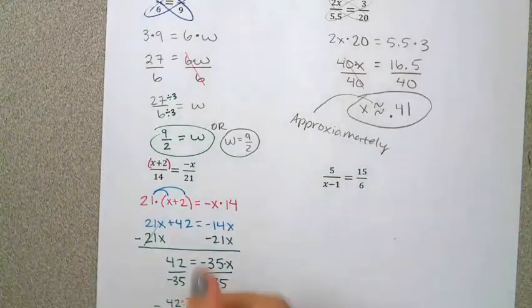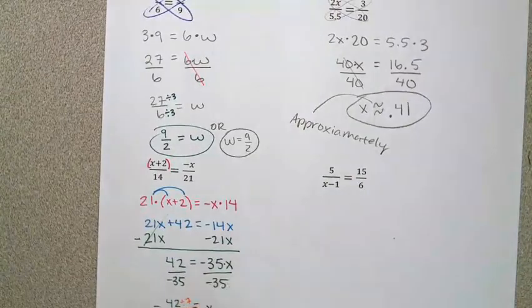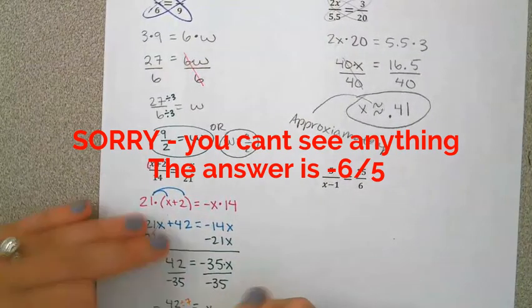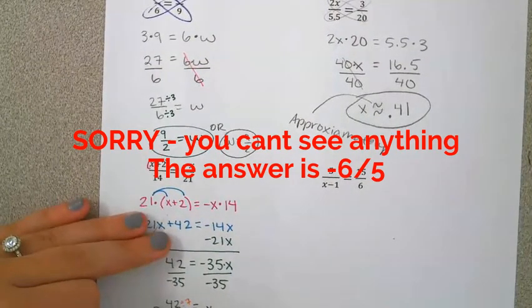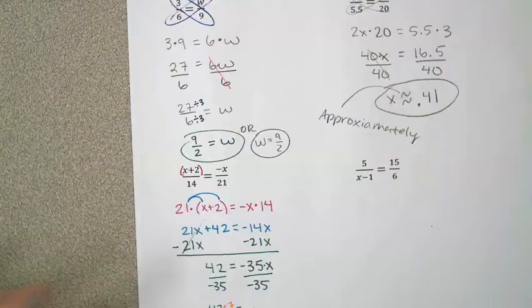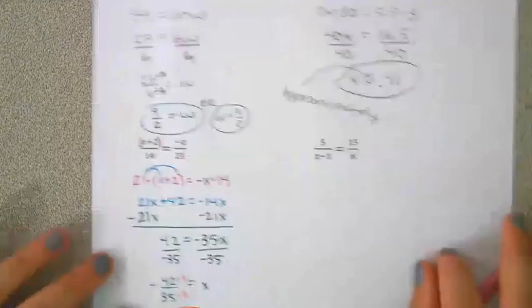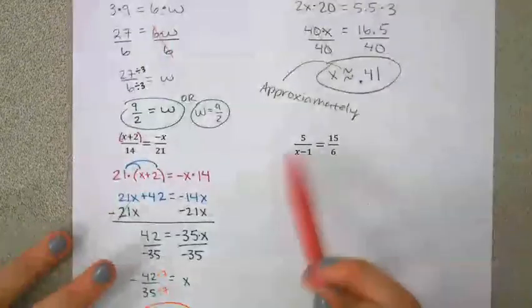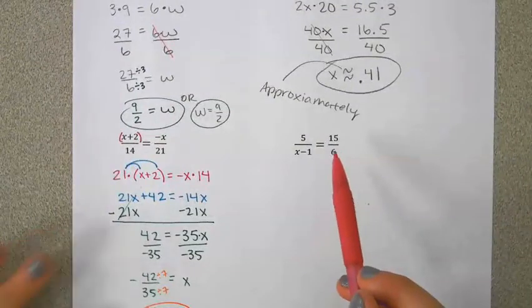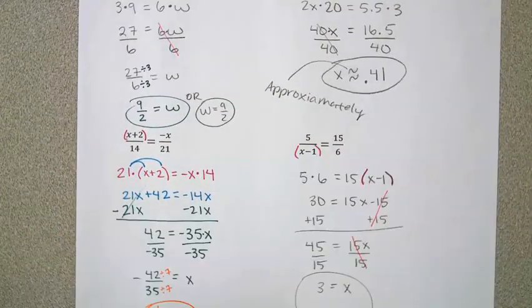42 divided by 7 is 6. 35 divided by 7 is 5. We have to make sure we don't forget that negative, and that is equal to x, and there is our final answer for that example. Okay, I would like you guys to try this last one on your own. So pause the video here and give it a try.